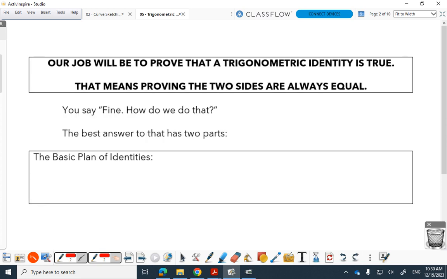Oh, look, I broke out the bold. Our job will be to prove that a trigonometric identity is true. Maybe we could prove they're not true, but we won't do too much of that. That means proving the two sides are always equal. You're like, that scares me. I don't know how to do that. That's fine. That's what I'm here to teach you today. So let me just highlight that. I'm learning here, improving every day at this.